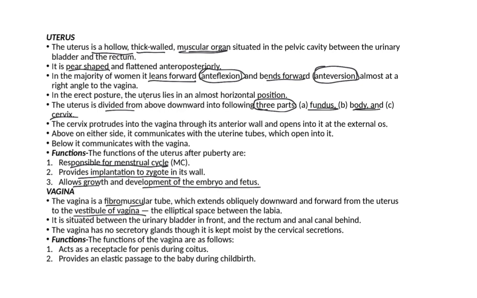It is situated between the urinary bladder in front and rectum and anal canal behind. The vagina has no secretory glands, though it is kept moist by the cervical secretions. Functions of vagina: acts as a receptacle for penis during coitus, provides an elastic passage to the baby during childbirth.